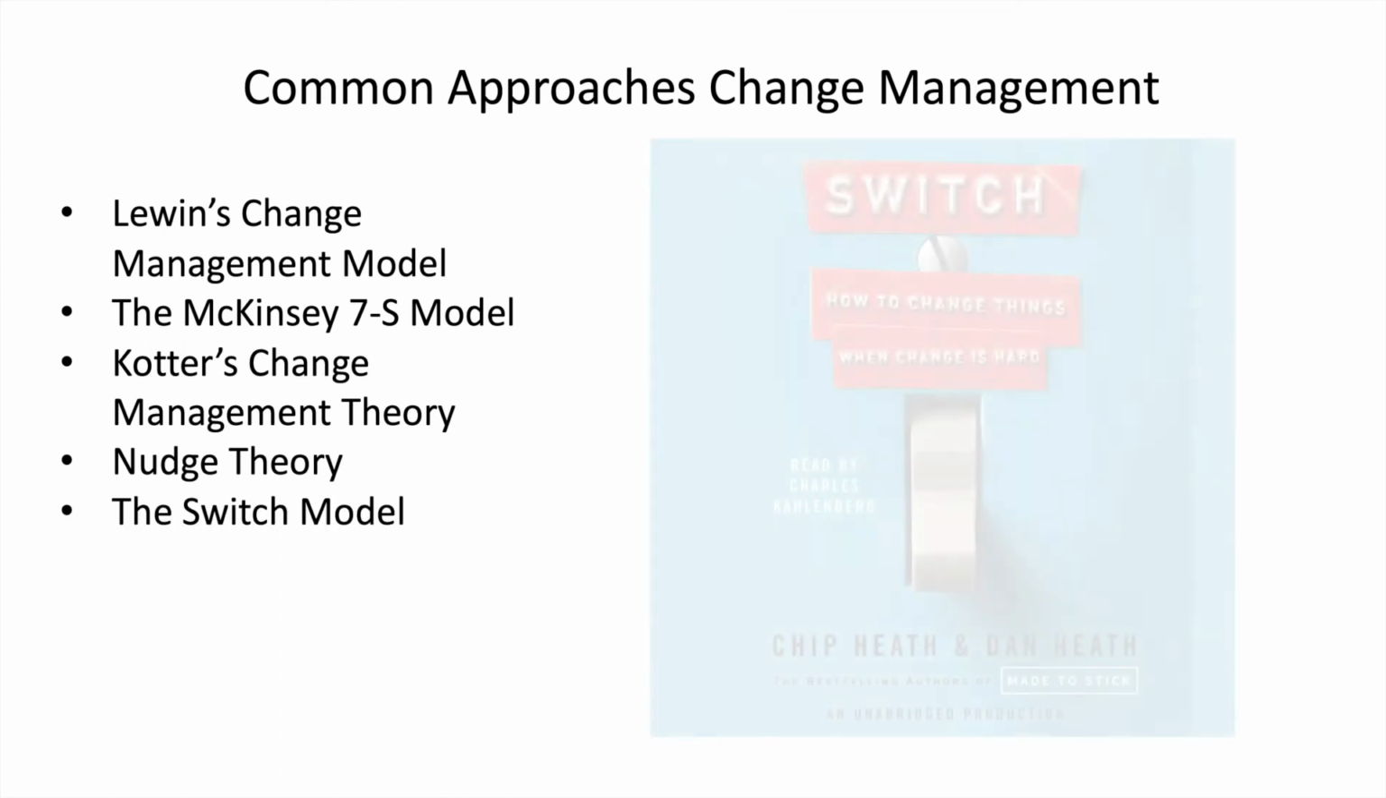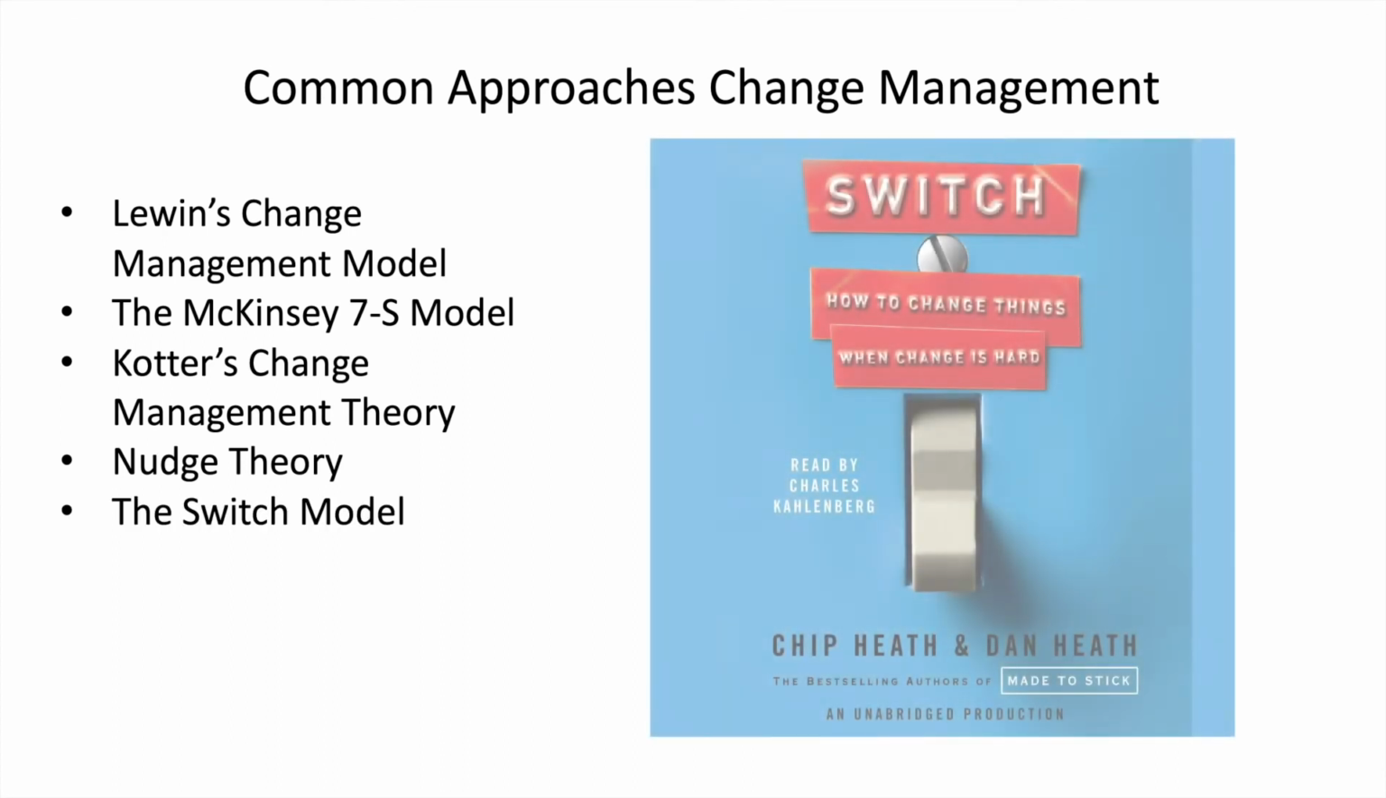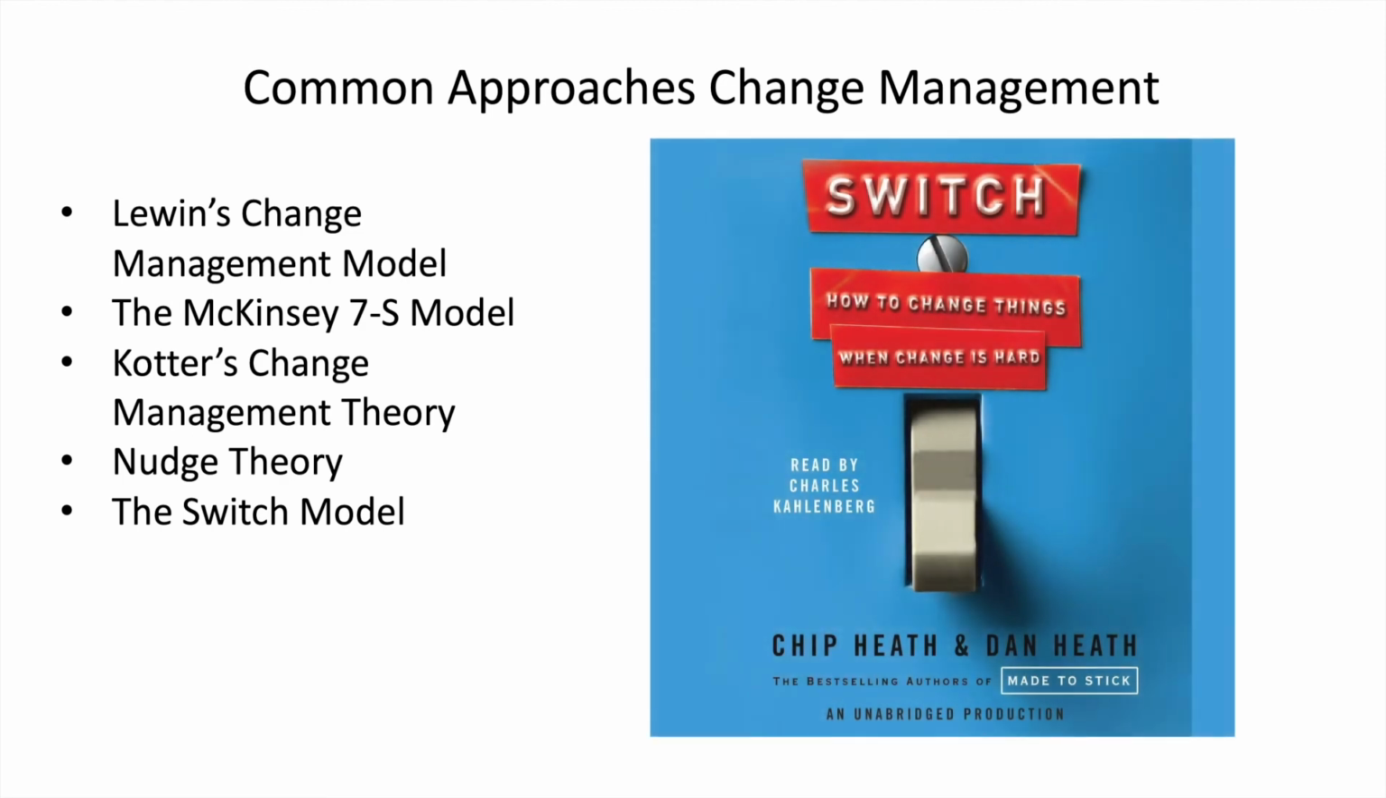There's also the switch model, developed by Dan and Chip Heath. The switch model describes how to strike a balance between the emotional and rational components of decision-making behavior. It rests upon the premise that our emotional and intuitive brain can at times overtake our rational decision-making brain. By balancing the rational rider brain and the emotional elephant brain within each of us, we can shape the path to change.